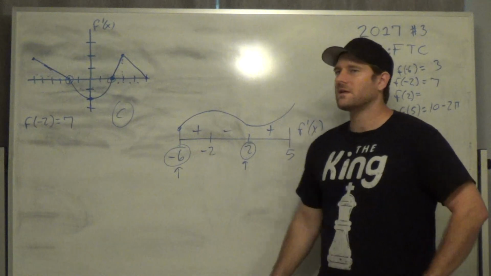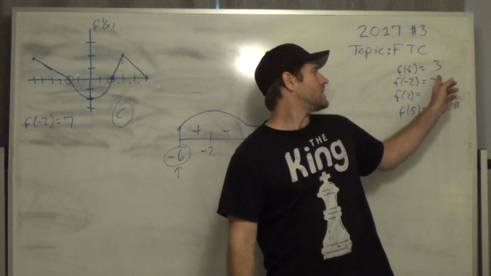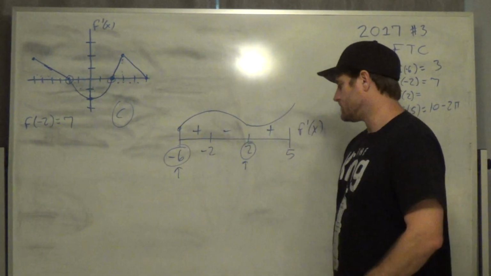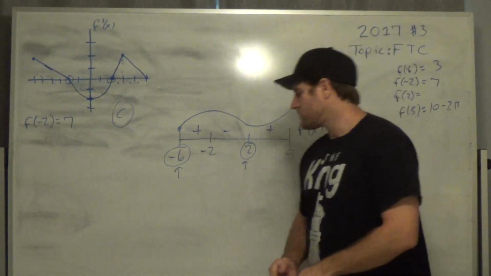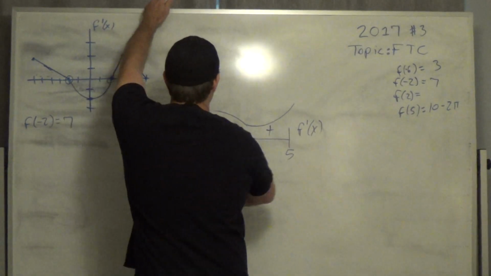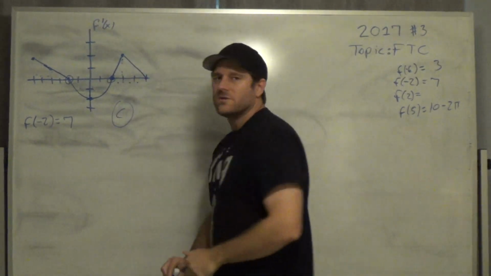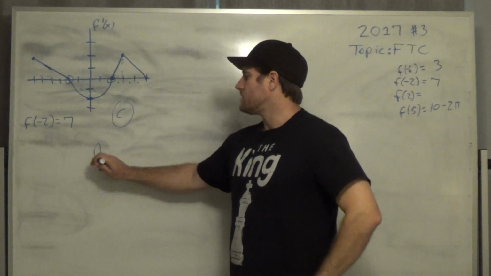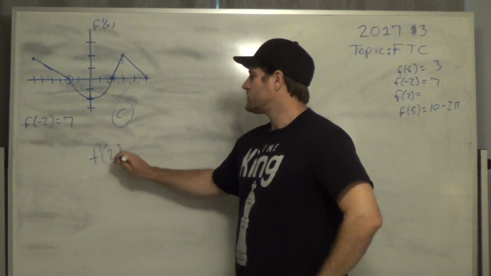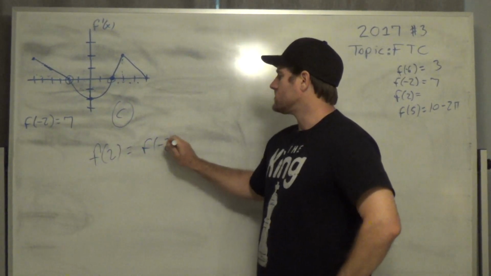I already know f of negative 6. So now I just need to find what is f of 2. All right. So now we got to find f of 2. And guess what you get to do? You get to go all the way back to what you did in part A. To find f of 2, we have to use f of negative 2.